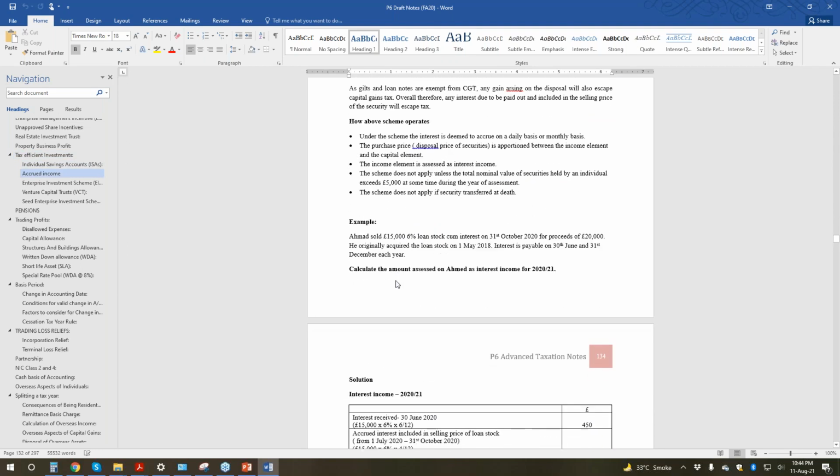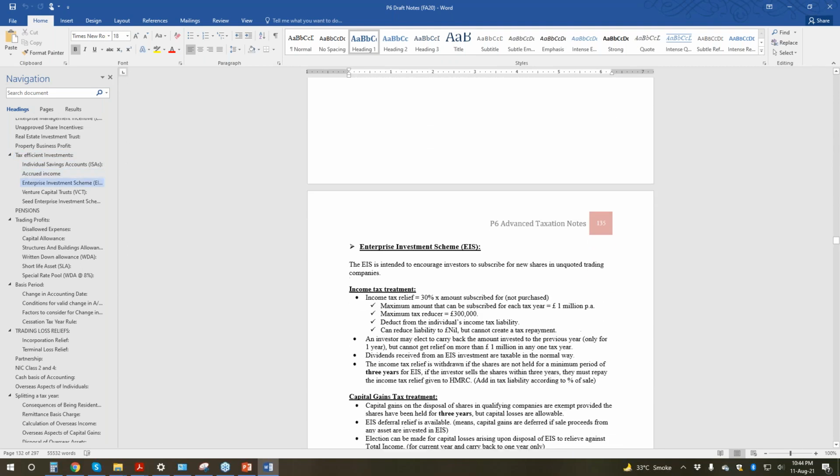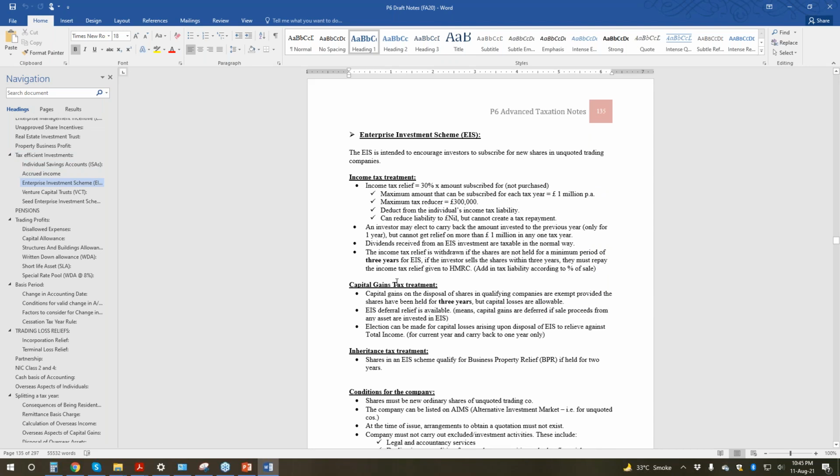Then you have the accrued income scheme. You can study it from there. Then you have EIS, the enterprise investment scheme, that has been asked in the question. Guys, the EIS is a scheme for new companies. There are certain criteria that the company needs to achieve in order to participate in that scheme. But because new companies have a high risk of defaulting or not becoming successful, investors are not encouraged to invest in them.